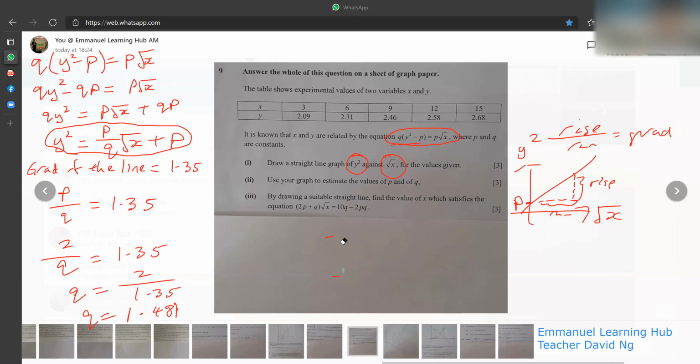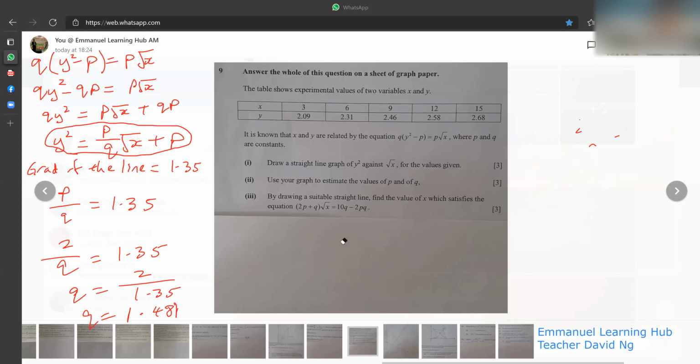Yes. Okay, part 2, if you understand, I move on to part 3 now. Part 3 says draw a straight line. Draw a straight line for what purpose? Find the value of x which satisfies that equation there. What is the equation? The equation is 2p plus q root x equal to 10q minus 2pq. So you have to write out this expression here. I have my 2p plus q square root x is equal to 10q minus 2pq.